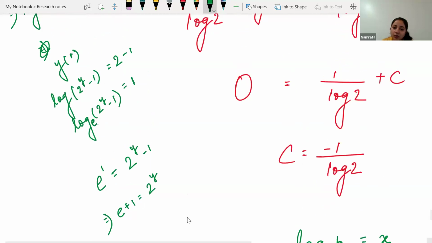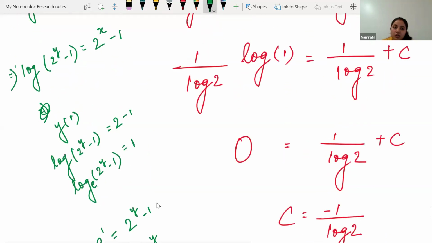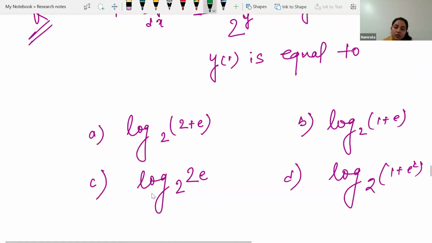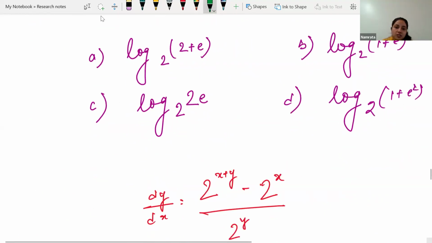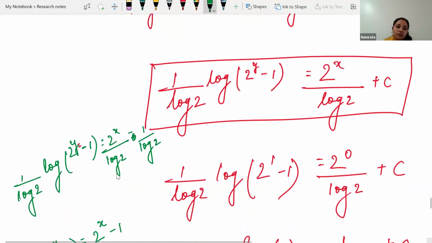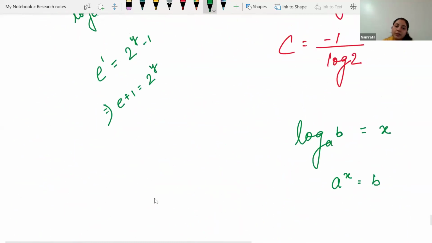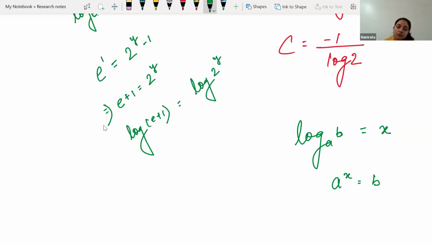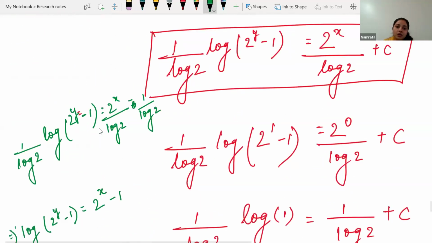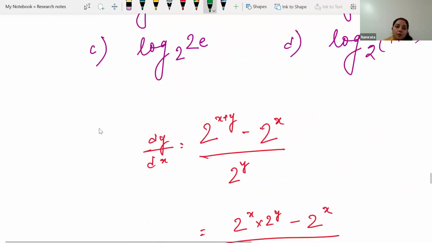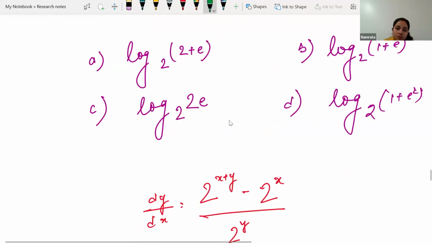Now it looks like we are almost there. You can see the options: 1 plus e, 1 plus e square, 2 plus e. So we have got 1 plus e over here. If we take logarithm on both sides again, it will become log of e plus 1 over here, 2 to the power y. So we are taking base 2 on both sides.